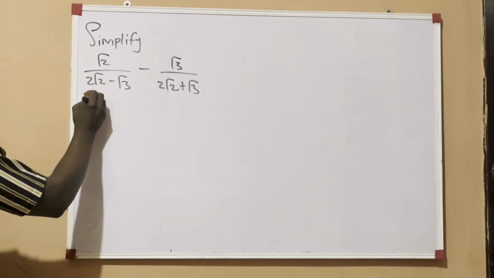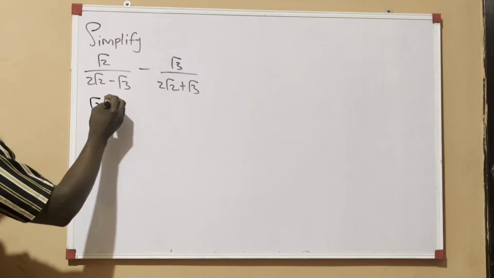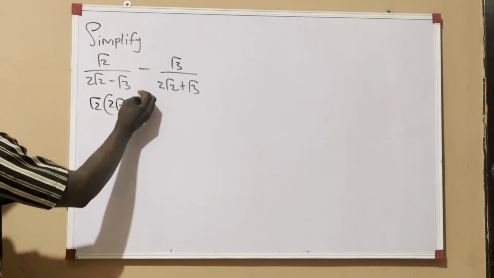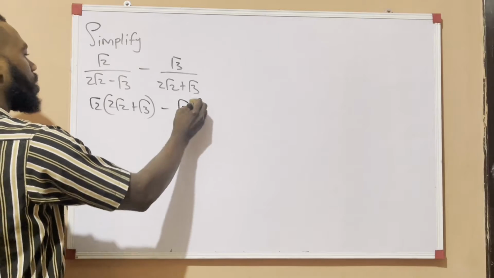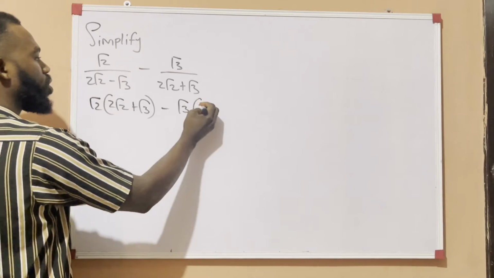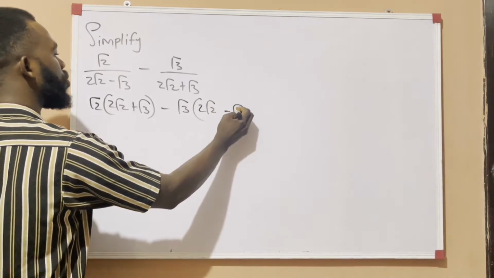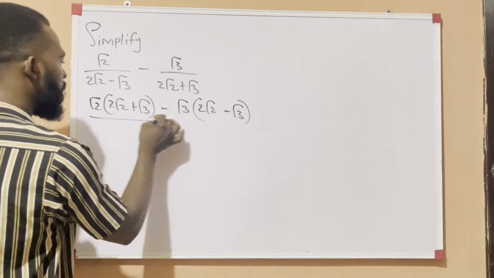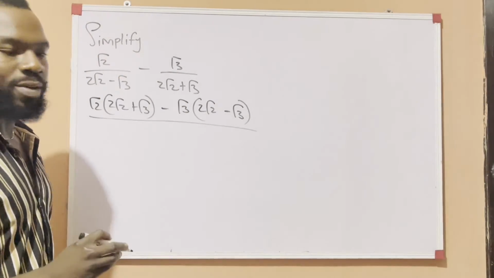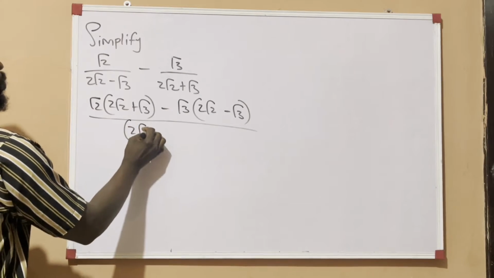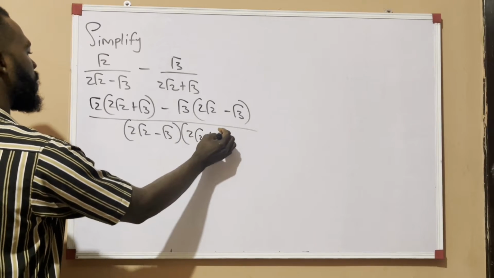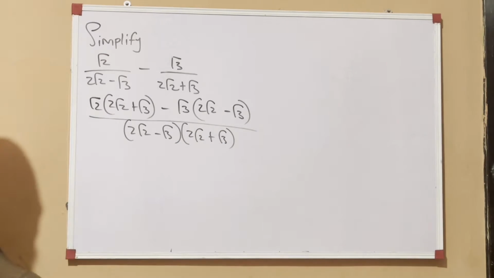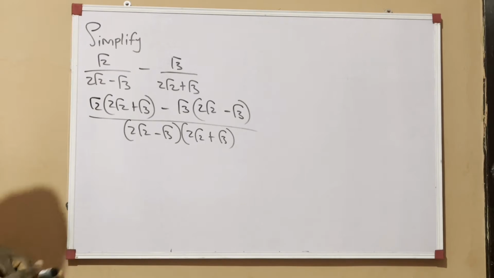The numerator is root 2, into the bracket of the denominator, 2 root 2 plus root 3, minus the numerator root 3, into the bracket of the denominator, which is 2 root 2 minus root 3. Are you with me? All over, the denominator multiplies the denominator, which is 2 root 2 minus root 3 and 2 root 2 plus root 3. Simple as that. Now let's proceed. Let us open the bracket.